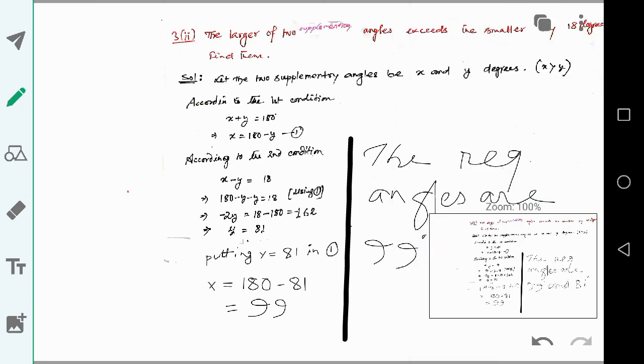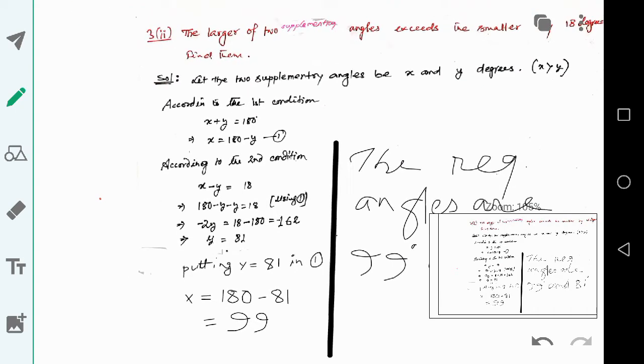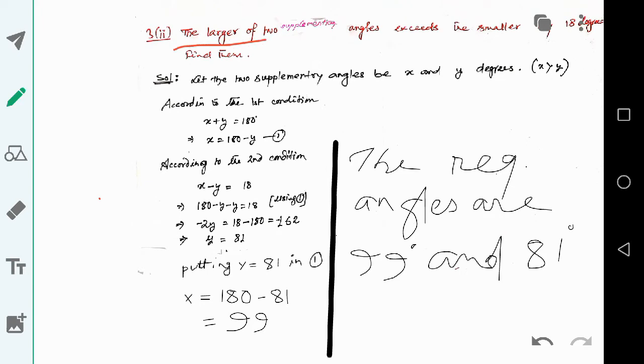So here you can see, the larger of two supplementary angles. There are two supplementary angles, this word is not clear, but remember this is supplementary, okay, supplementary angles. Now the larger angle of two supplementary angles exceeds the smaller by 18 degree, that means the greater angle is 18 degree more than the smaller.